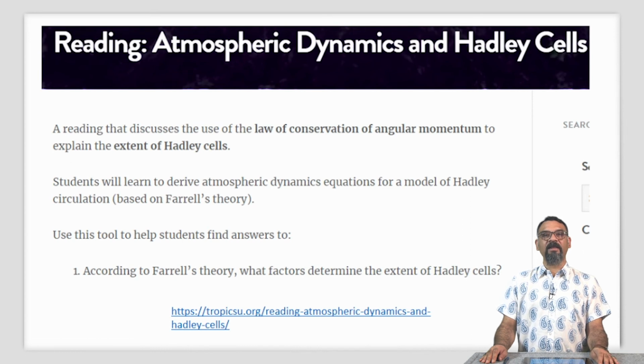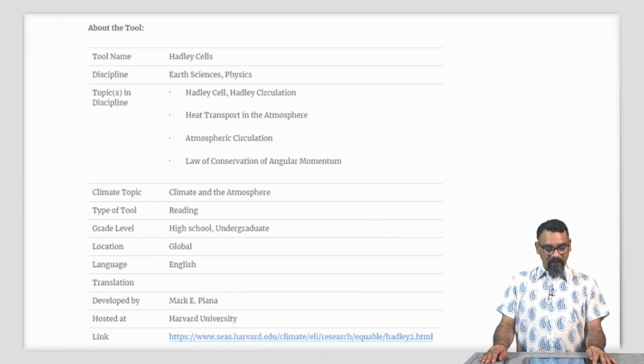This reading discusses the use of the law of conservation of angular momentum to explain the extent of Hadley cells. Students will learn to derive atmospheric dynamics equations for a model of Hadley circulation which is based on Farrell's theory. Using this tool, help your students find answers to questions such as, according to Farrell's theory, what factors determine the extent of Hadley cells? This tool has been produced by Mark Cane at Harvard University.